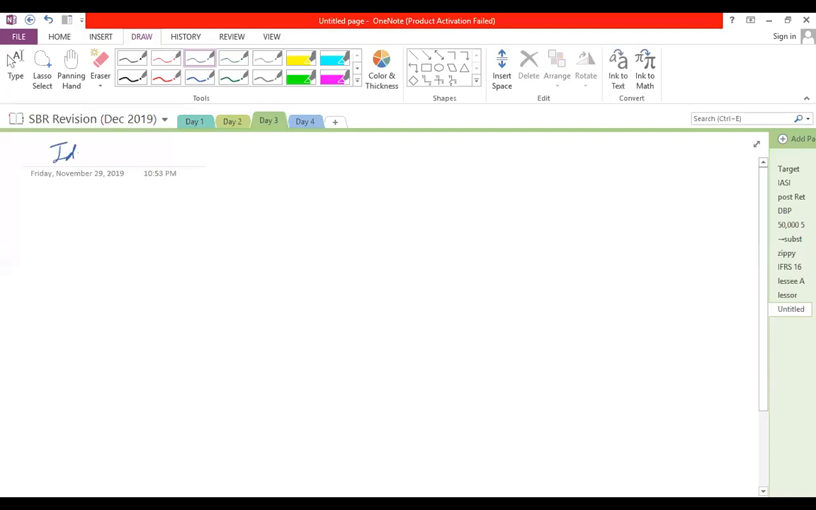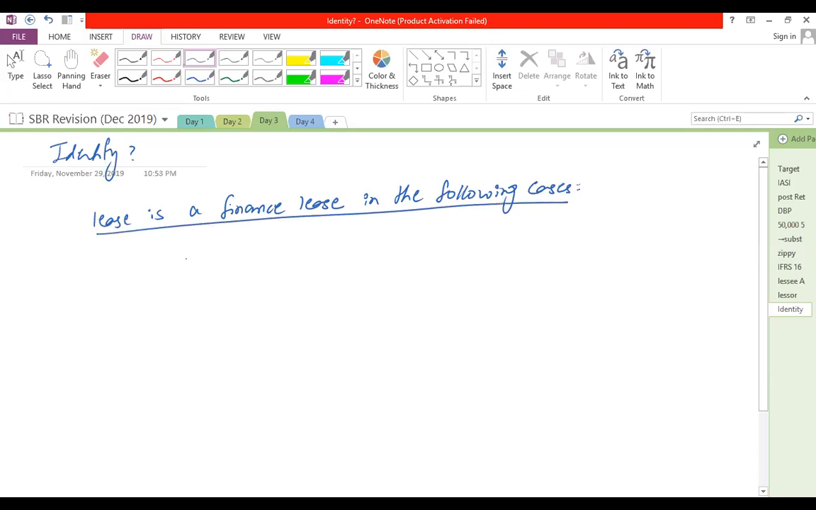Now, how do we identify whether the lease is an operating lease or a finance lease? The answer for that is quite simple. No, Josie, you don't need to study IAS 70. Studying IFRS 16 would be enough. So basically, we say that the lease is a finance lease in the following cases.